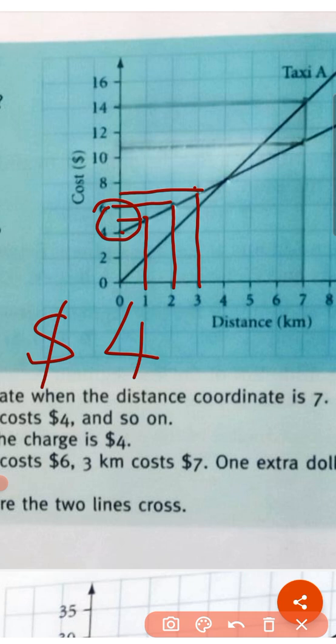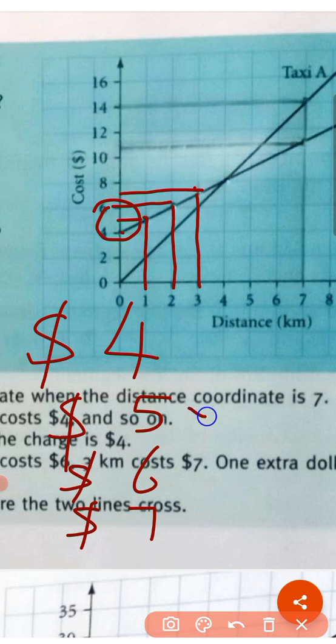For 1 kilometer, it is $5. For 2 kilometer, it is $6. For 3 kilometer, it is $7. So the difference between these is $1. Okay, so for each kilometer, taxi B charges $1, because 1 kilometer costs $5, 2 kilometer costs $6, and 3 kilometer costs $7.